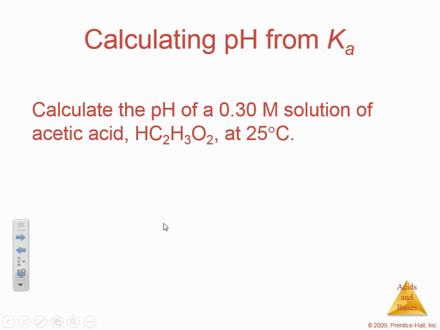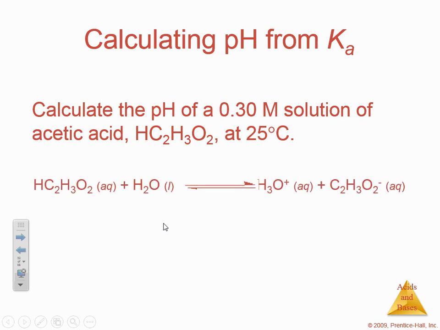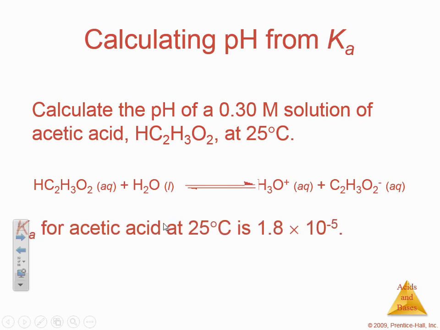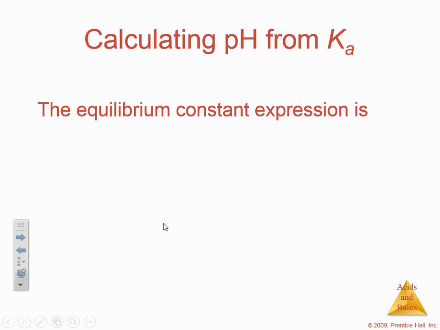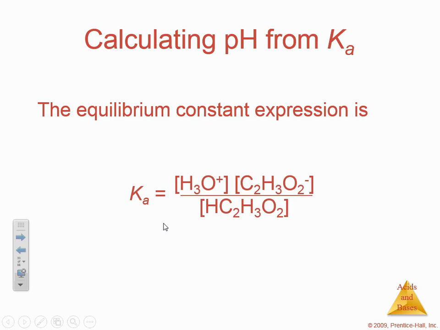Now, let's do a problem here. Let's go ahead and solve for a problem where we've been given Ka. We have acetic acid. We have a 0.3 initial concentration of acetic acid. It mixes with water, it gives us hydronium and the acetate ion, C2H3O2. It tells us the Ka value. We want to know what the concentration at equilibrium of H3O and the acetate ion is, or what is the pH of this solution.